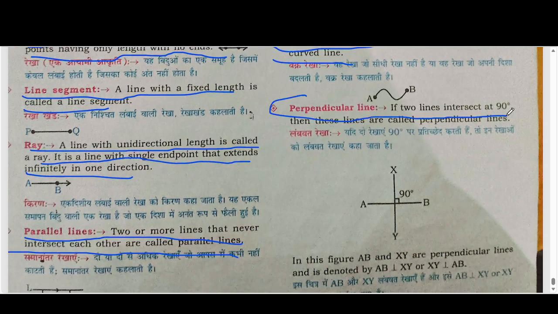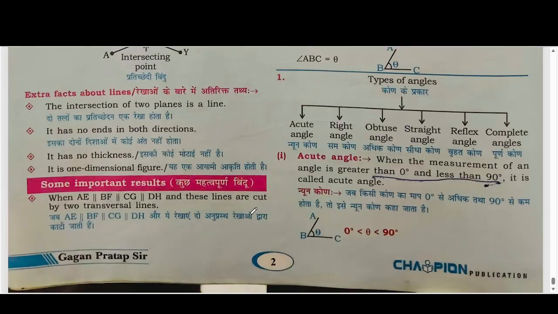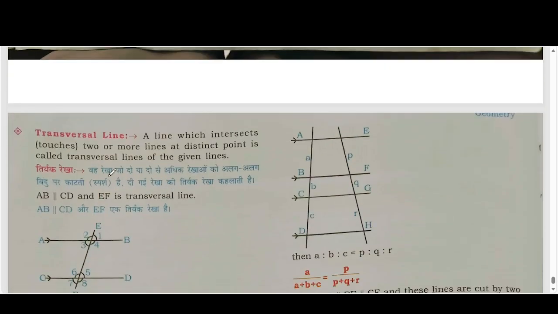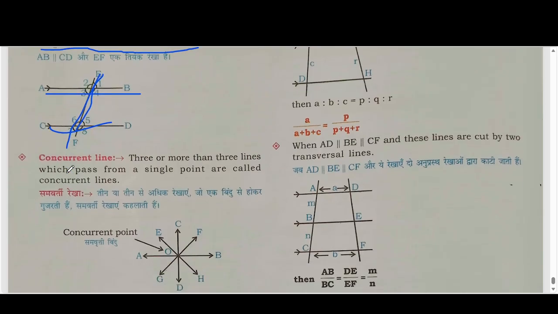If two lines intersect at 90 degrees, then these lines are called perpendicular lines. In this figure, AB and XY are perpendicular lines, denoted by AB perpendicular XY or XY perpendicular AB. Move on to the next page, transversal lines. A line which intersects or touches two or more lines at distinct points is called a transversal line of the given figure. Example, AB parallel CD and EF is a transversal line. ये देखो, AB और CD parallel हैं और EF transversal line है.